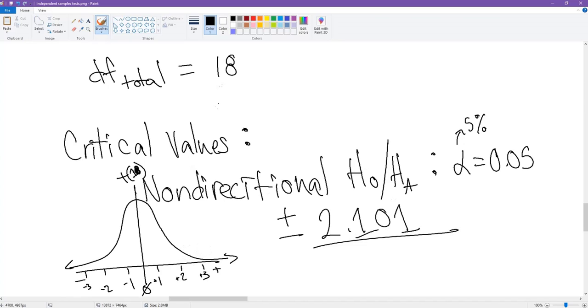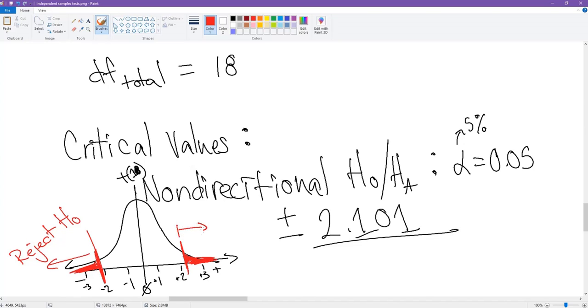Where do I draw that? Somewhere on here? Well, I'm going to draw my positive 2.101 somewhere around here. I'm going to draw my negative 2.101 around there. And now I'm going to color in the area if I had a non-directional hypothesis with 18 degrees of freedom and an alpha of 0.05. From less than -2.101, this is where I would reject my null hypothesis.